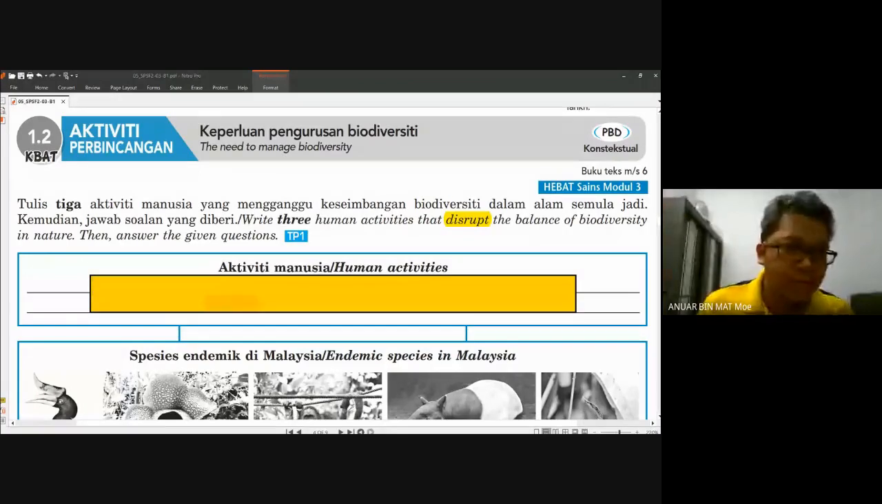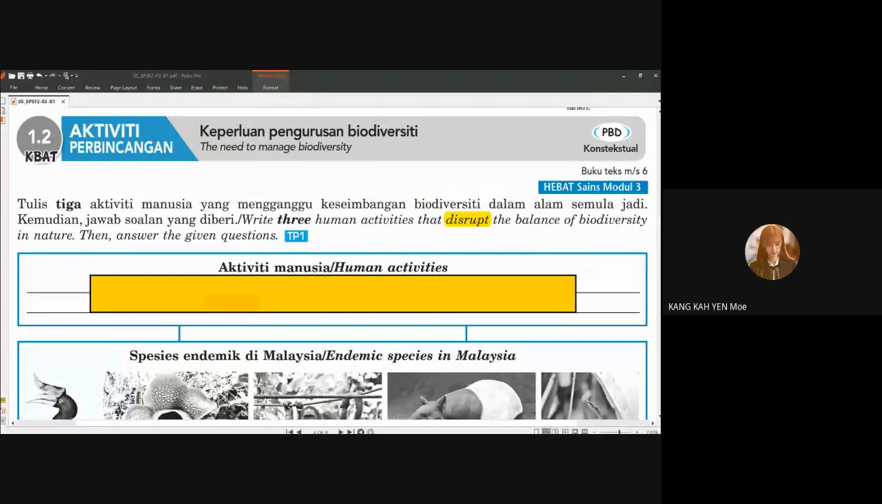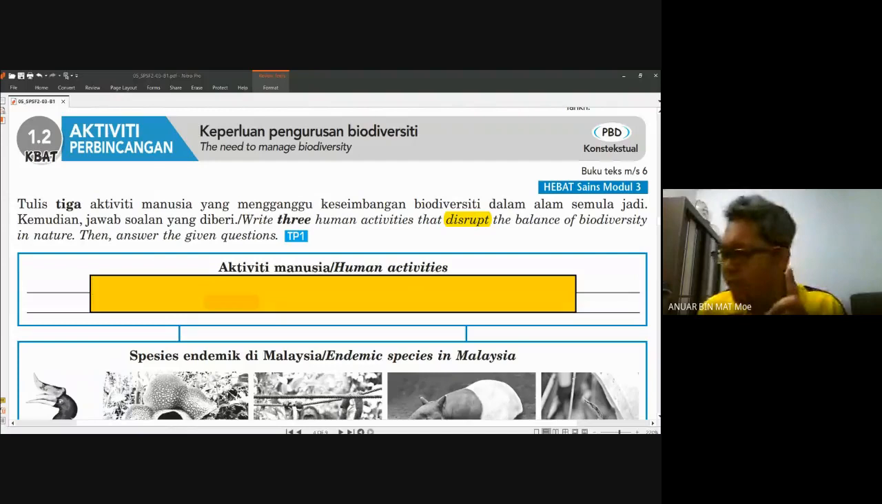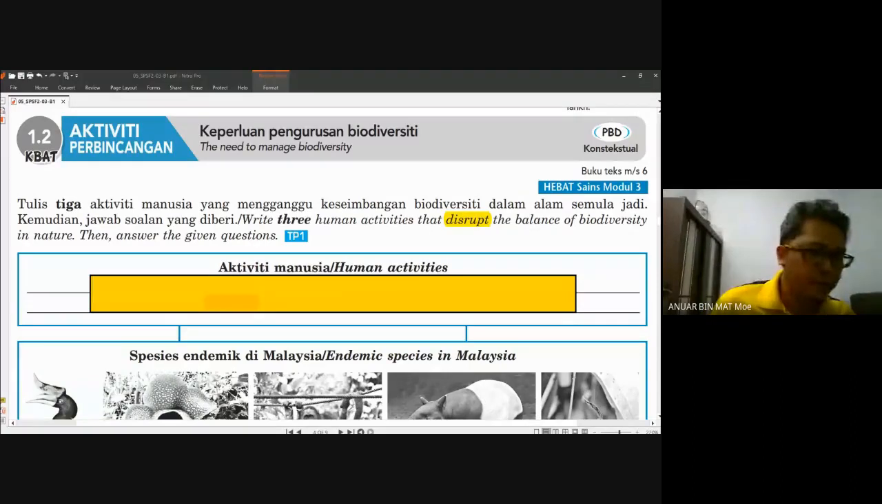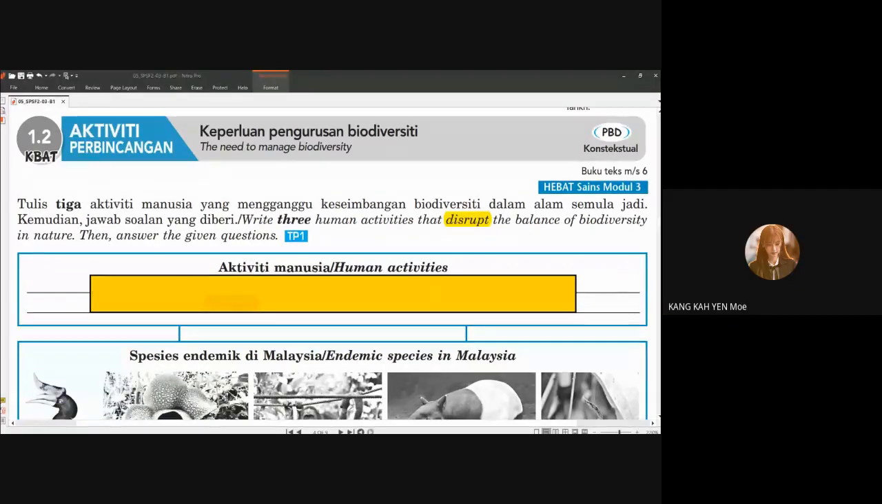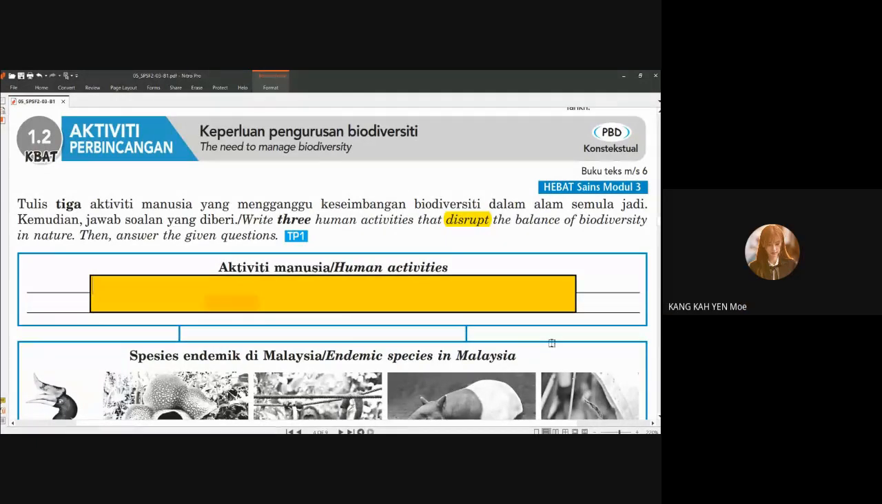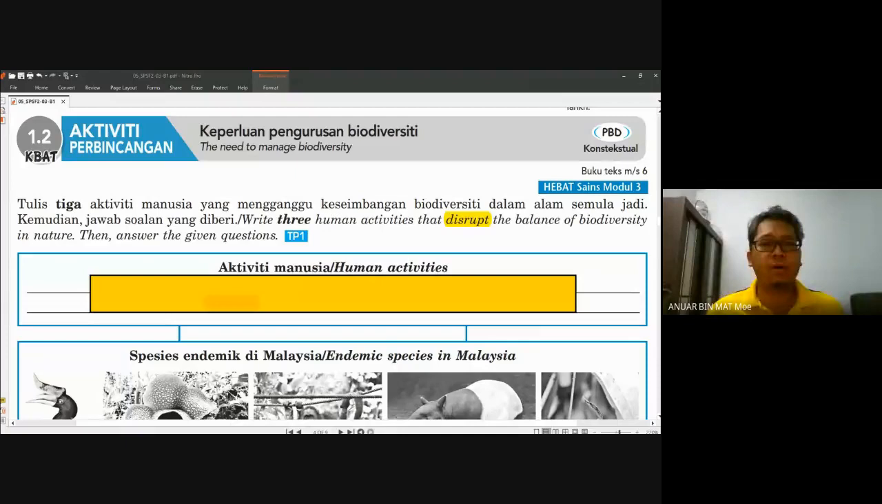Kang Kahyan, are you still there? Yeah. Give me one example of an activity in human that disrupts the natural balance. Only one. Can you repeat it again? Cut the tree. Okay, very good. Thank you.